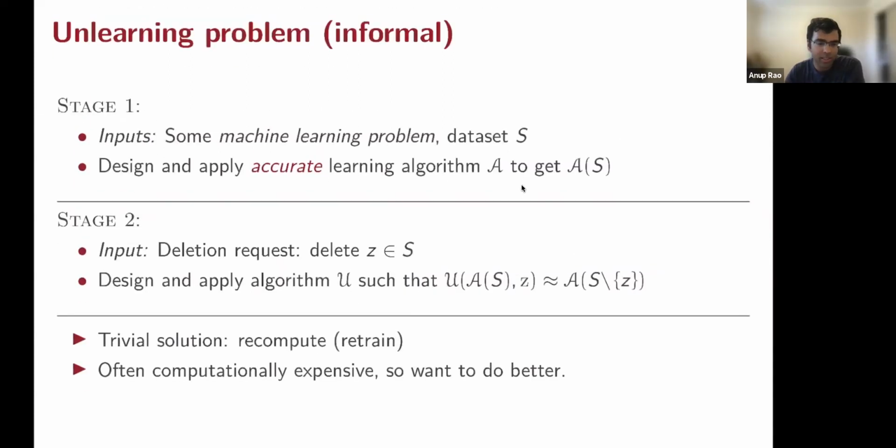One trivial solution, and maybe the only one we know, is to just recompute. We have the data set S, we remove Z from it, and retrain. That would achieve these goals. The drawback is that it is computationally expensive to retrain every time we get a deletion request. So the main goal of this work is to reduce this computational cost.